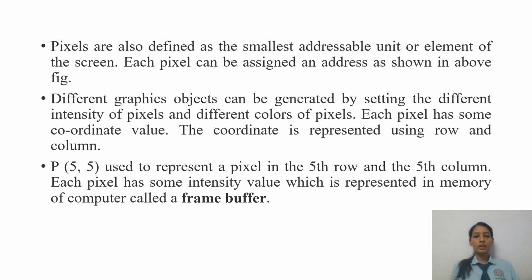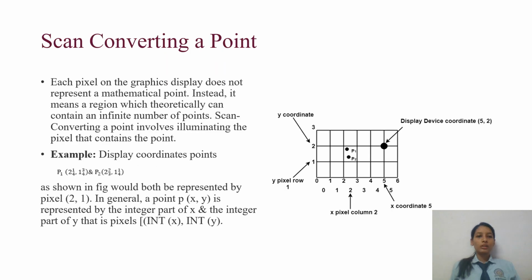Each pixel has some coordinate value. The coordinate is represented using row and column. In the above example, we see P5,5 used to represent a pixel in the fifth row and the fifth column. Each pixel has some intensity value which is represented in the memory of the computer called the frame buffer. Let's see scan converting a point.